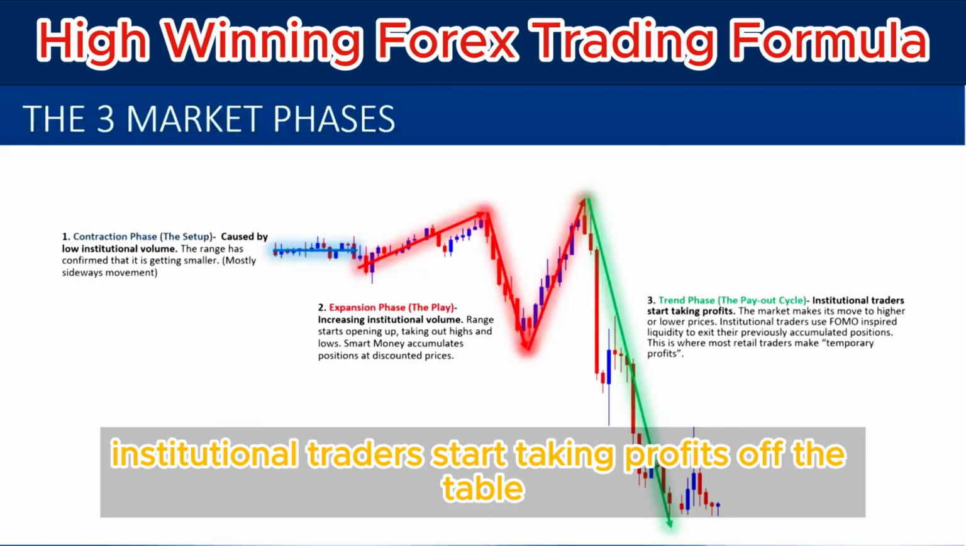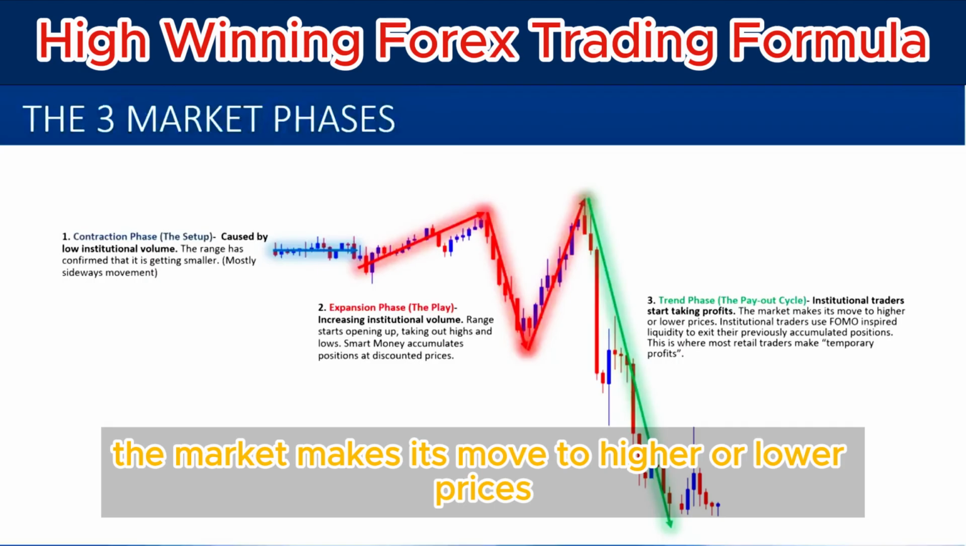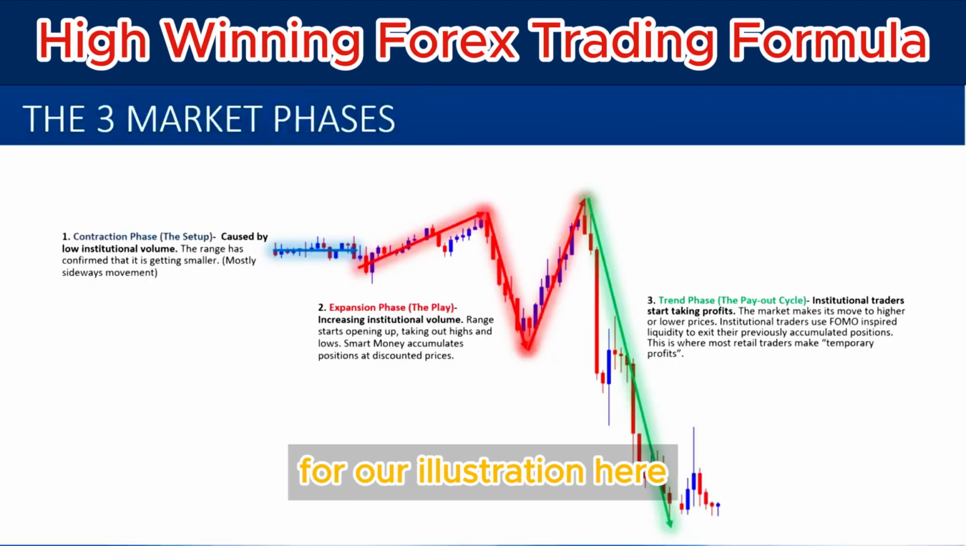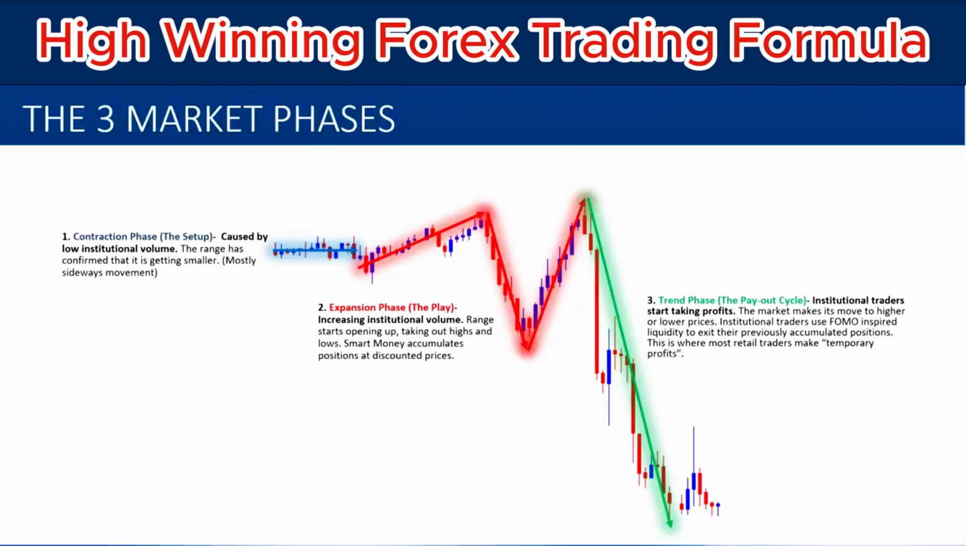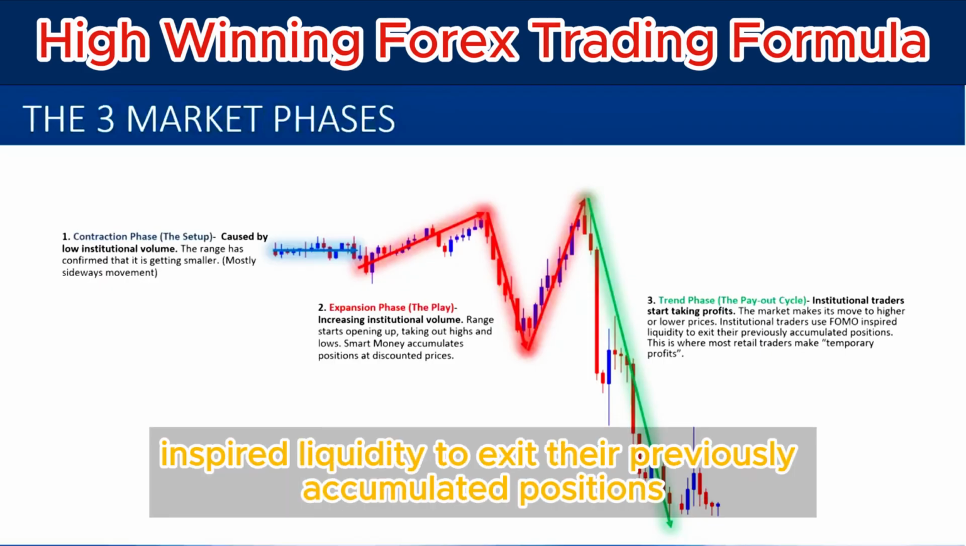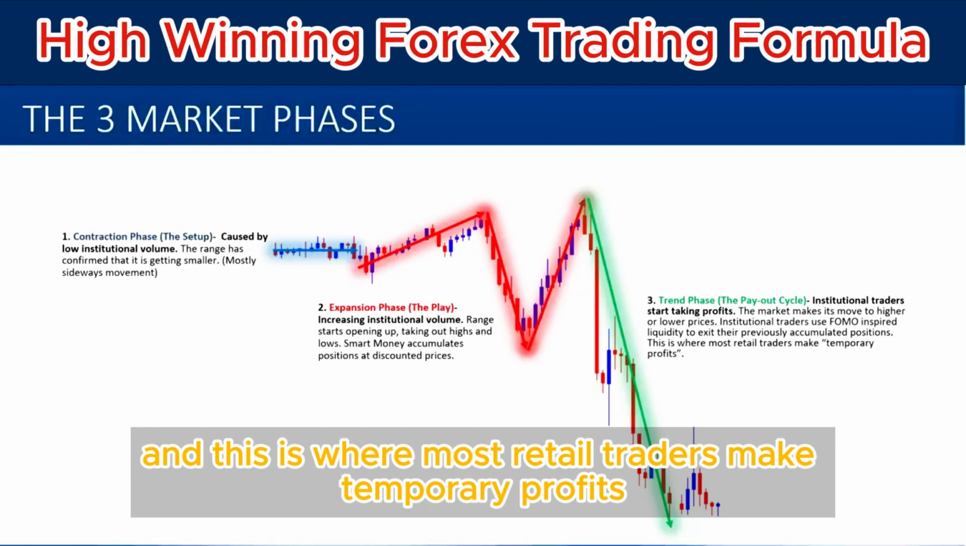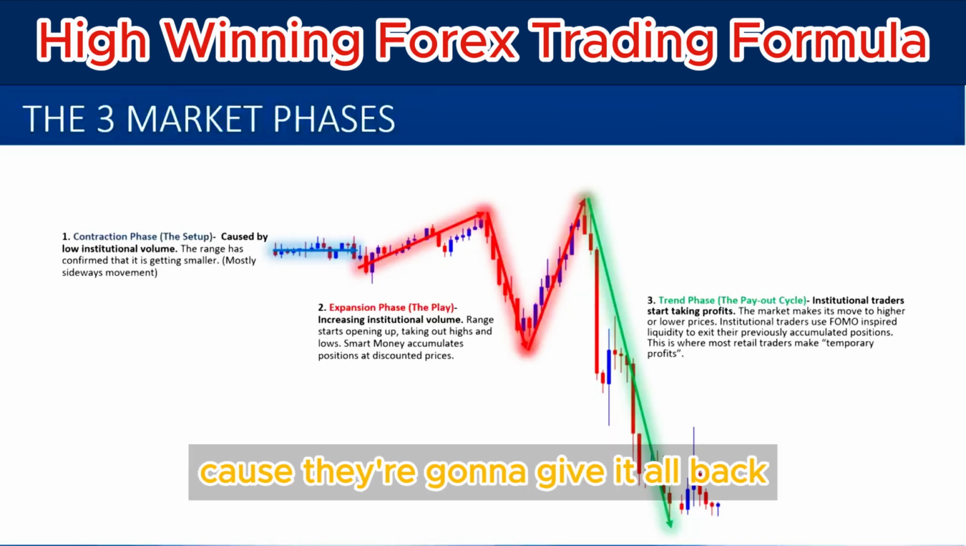Institutional traders start taking profits off the table. The market makes its move to higher or lower prices. For our illustration here, it's lower prices. The institutional traders use FOMO, fear of missing out, inspired liquidity to exit their previously accumulated positions. And this is where most retail traders make temporary profits because they're going to give it all back.